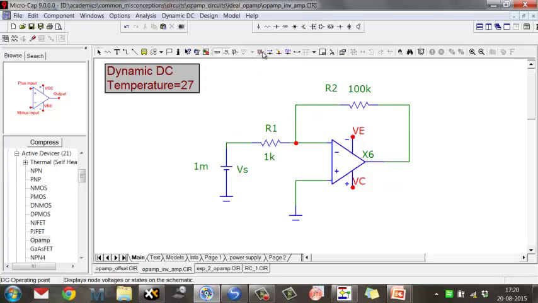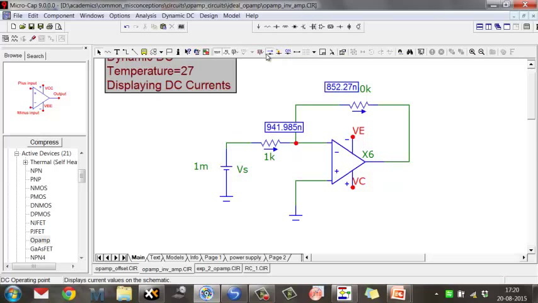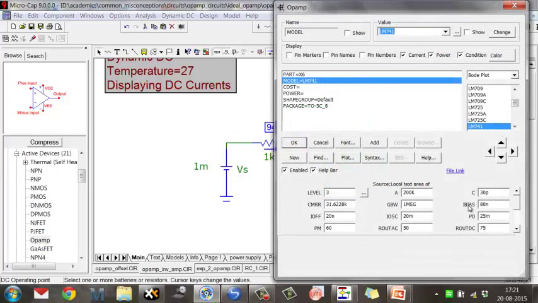How much is actually flowing? Let's check this here. So less current is flowing, right? Because part of the current that you see here is flowing into the op-amp. So what you're saying is I should go ahead and edit the bias current. All right, let's do that. The bias current is 80 nano. Let me put it to 80 femto. Let's make it very small.